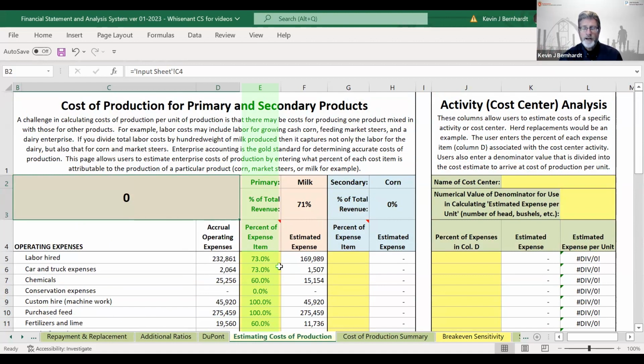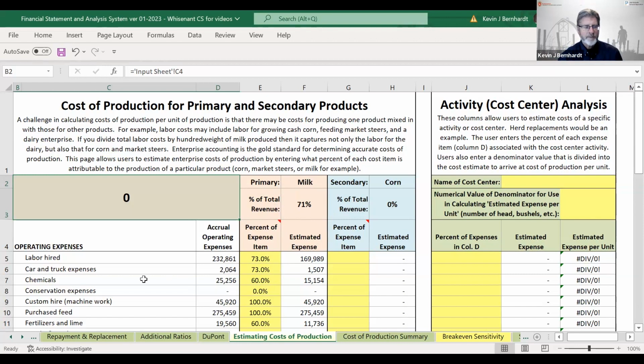The user of this particular case study said they believe that about 73% of their total labor costs are for the production of milk. The rest of it is for production of corn, soybeans, and whatever else. You can also see at the top, there's a little bit of a metric given to you: 71% of total revenues came from milk. So that gives you a little bit of a ballpark as to perhaps what the cost estimates would be on average, at least. However, you can make that change.